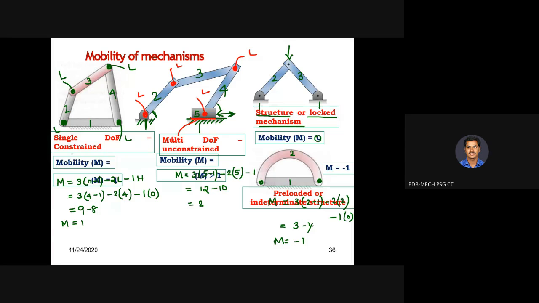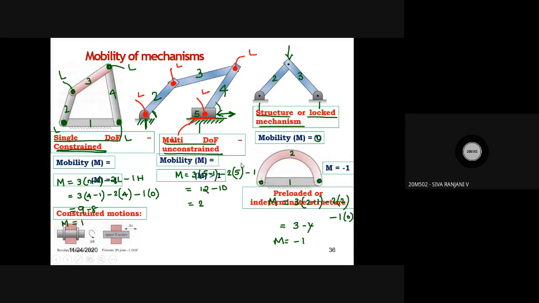Whenever we are having 1 degree of freedom, it is called a single degree of freedom or constrained mechanism. Whenever we are having more than 1 degree of freedom, it is called a multi degree of freedom or unconstrained mechanism. Clear? So depending upon the degrees of freedom, we can name the corresponding mechanism.